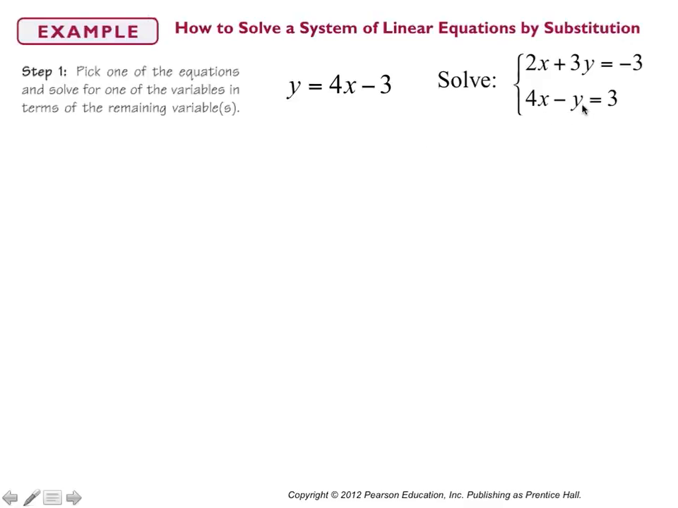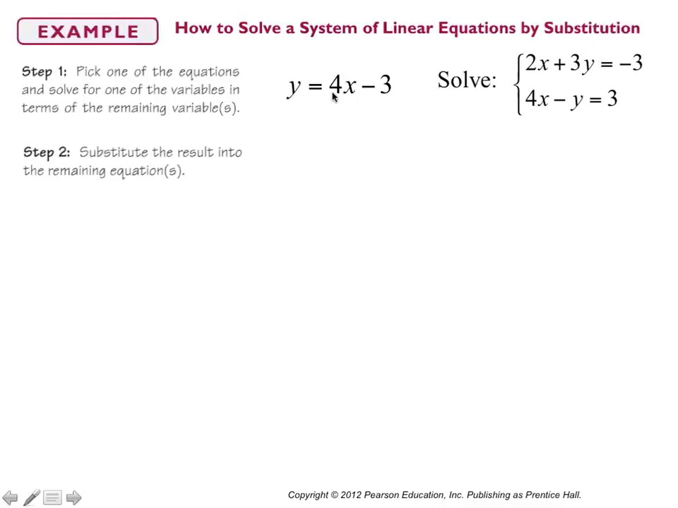So if we're getting y by itself, we would subtract 4x from both sides and multiply or divide everything by a negative sign. So we'd get y equals 4x minus 3. So that's our first step. And then what you do is you take the y equals 4x minus 3 and you substitute that result into the remaining equation for y.